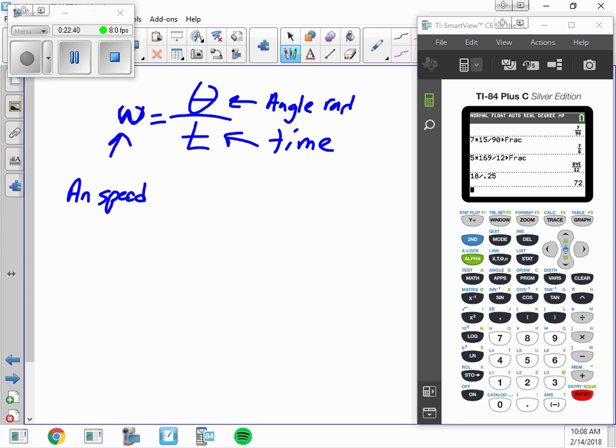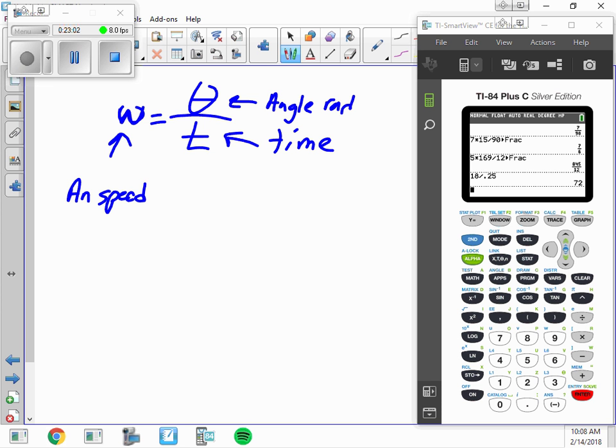But what is angular speed? Meaning, how fast are we spinning, essentially? So if you tied that rope to the car, how long does it take the rope to do a full circle? How fast is the angle changing?